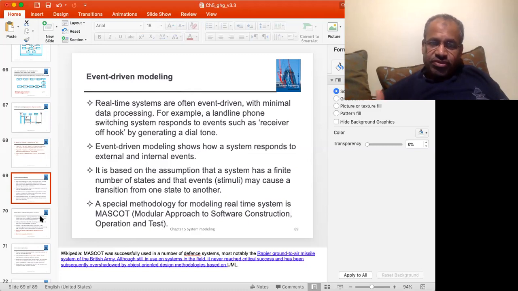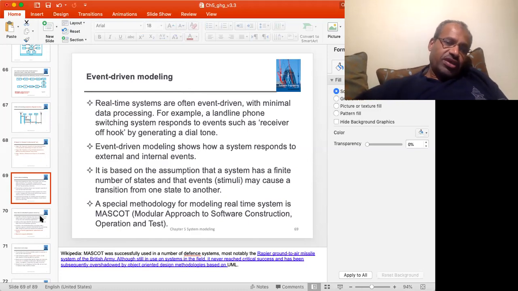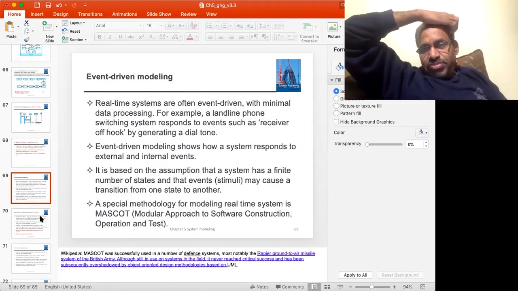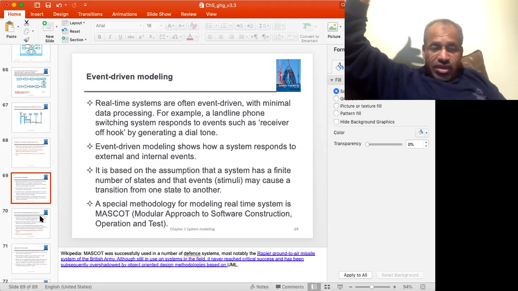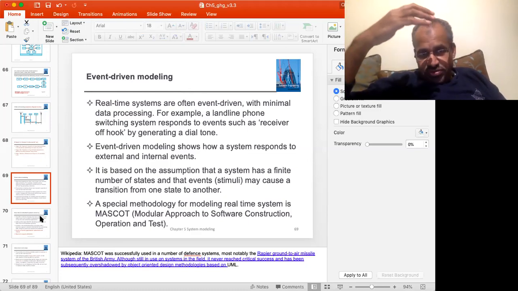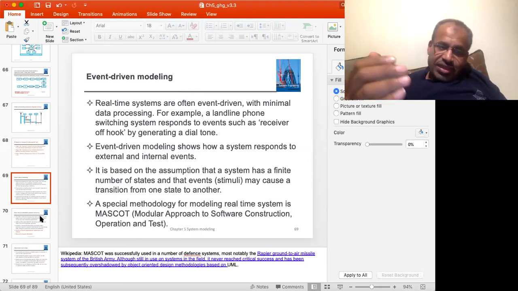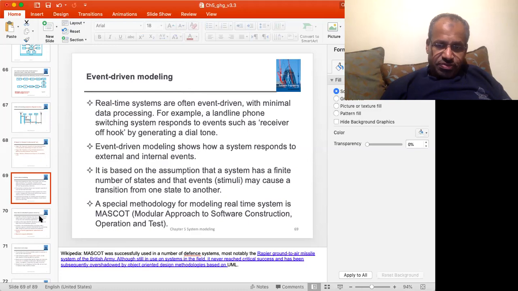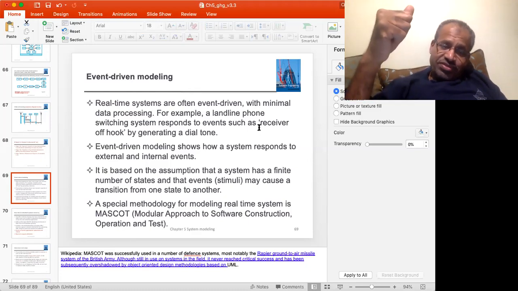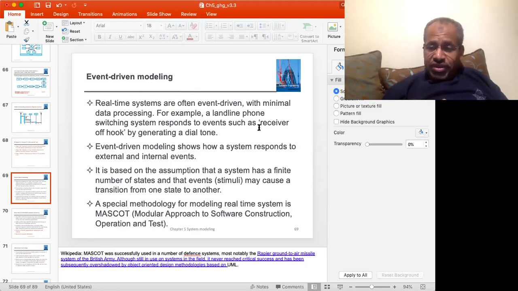Real-time systems include process control, like a factory, or some process that is being monitored or controlled by software, a nuclear reactor, a chemical process. These are all examples of real-time systems. A fly-by-wire system, a system that would maintain the trajectory of a spaceship or a rocket or something like that. Again, these are all types of real-time systems. For example, a landline telephone switching system responds to events like the receiver being taken off the hook by generating a dial tone. As soon as the receiver is taken off the hook, a dialing tone would be generated. So this is a real-time system.